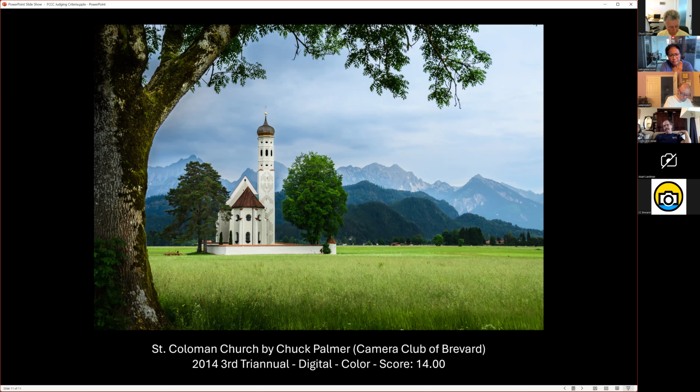Chuck, let me ask you something. Do you remember what was on the right side away from this tree? Were you approaching this at a different angle? Yeah, I took several pictures here, but I was driving down the road. This is in Fussen, Germany. I was down the road and I saw this framed, and this was the photo that I wanted to take.